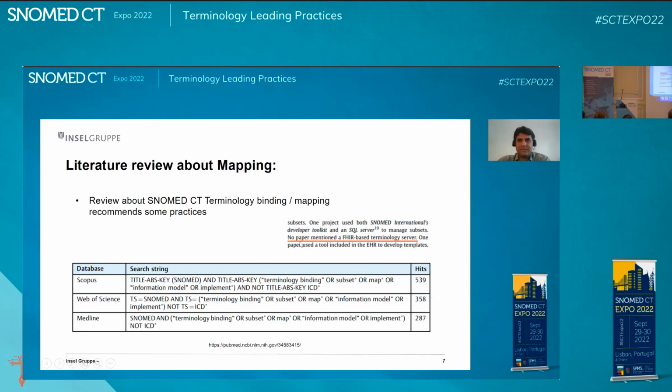where it says that no paper mentions a file-based terminology server. So our work is novel in this way, that we have used a file-based terminology server to map clinical terms.